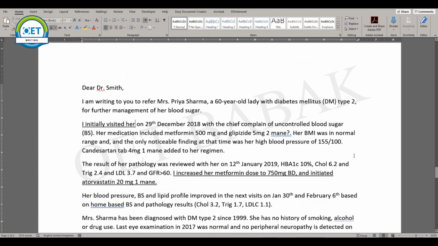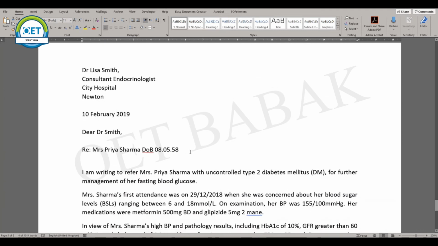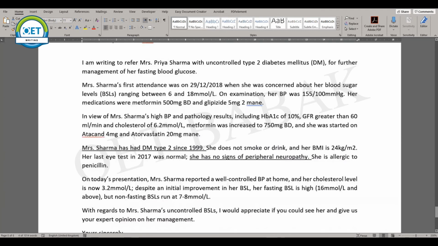Now, one question, not relevant to this. For the drugs, do we use a capital letter at the first or just lowercase? Here, atorvastatin is wrong because it is generic, so it needs to be a small letter. Atacand is okay because it is a trade name. It needs to be capital, and that is candesartan. So if we have a trade name, it is capital. If we have a generic name, it needs to be a small letter.